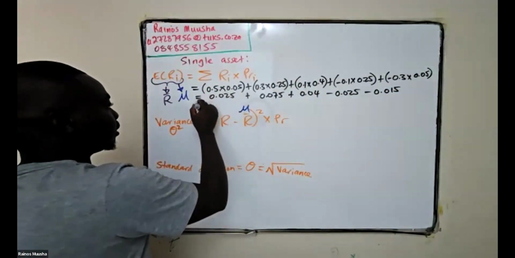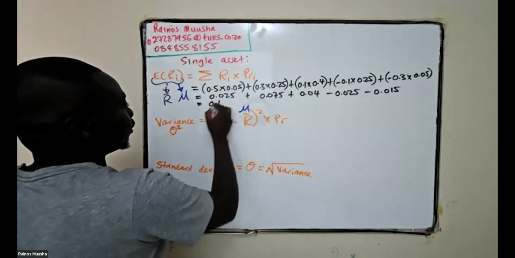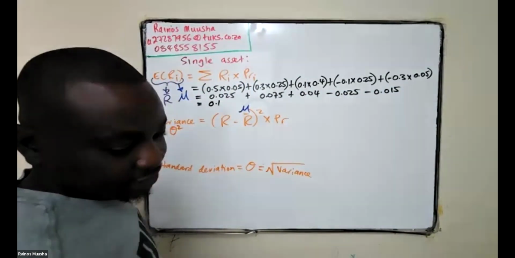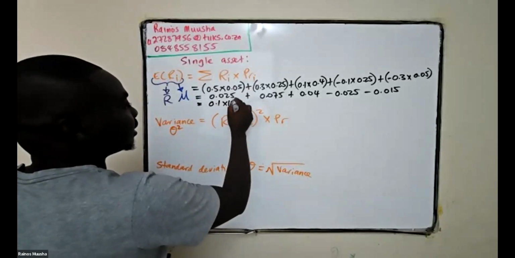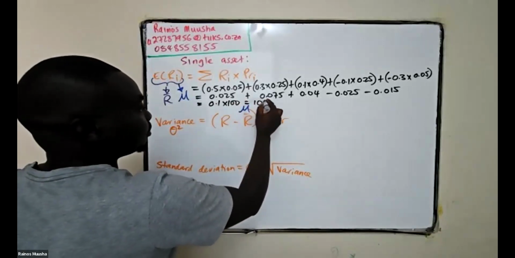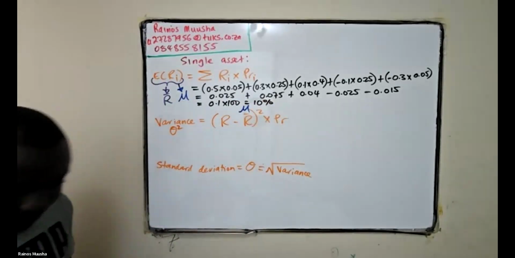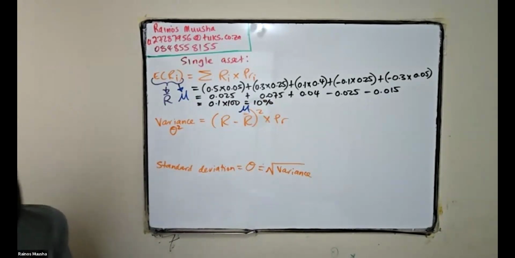So if you do the addition and subtraction there, you must be able to get a figure of 0.1. But remember, your expected return is the percentage, which means you need to multiply that by 100 to make it a percentage, which means your expected return in this case is equal to 10%. Are we on the same page? Any questions? Anyone lost?